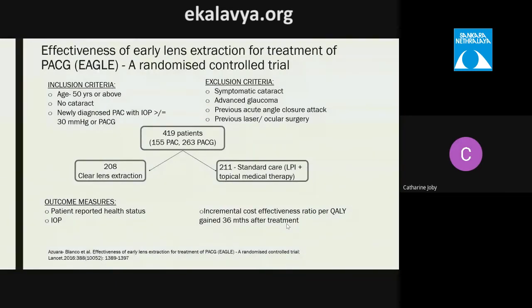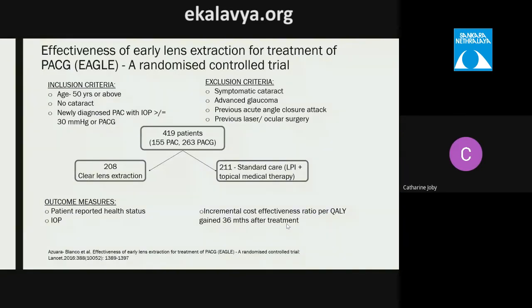A total of 419 patients were enrolled for the study. Among them, 155 patients were primary angle closure and 263 were primary angle closure glaucoma. Among the 419 patients, 208 patients were assigned clear lens extraction and 211 were assigned to the standard care group, which was laser peripheral iridotomy with topical medical therapy. The outcome measures included patient-reported health status, intraocular pressure, and incremental cost-effectiveness ratio per quality-adjusted life year gained 36 months after treatment.